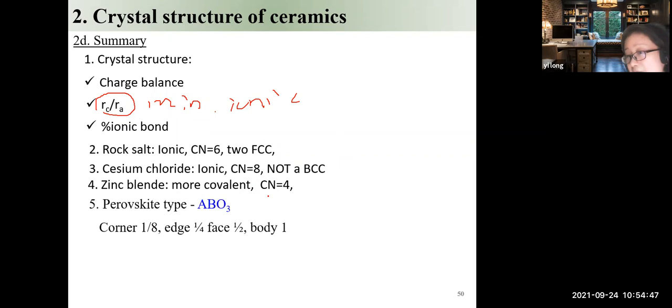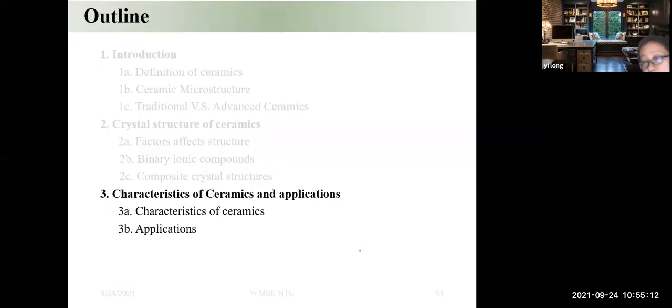And also perovskite. Perovskite is ABO3 already. Just now we talked about binary. So for perovskite, ABO3, the unique thing here is if it's at the corner, it is supposed to be 1 of 8. If the position is at the edge, it's supposed to be 1 of 4. If it stays at the face, it's 1 out of 2. If it's the body, it's 1, simple. So that's the tricky thing of the perovskite.